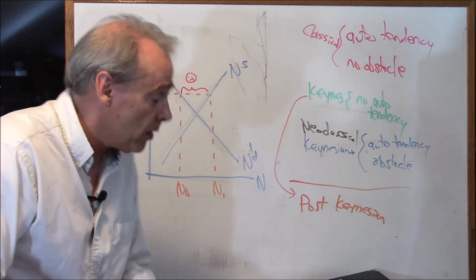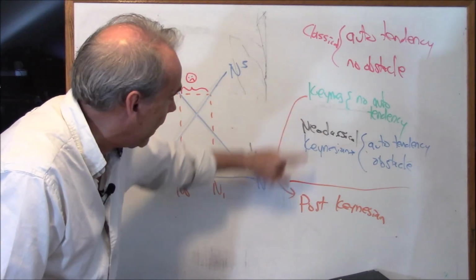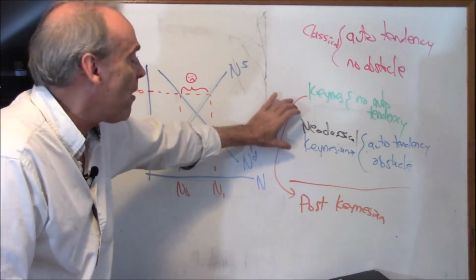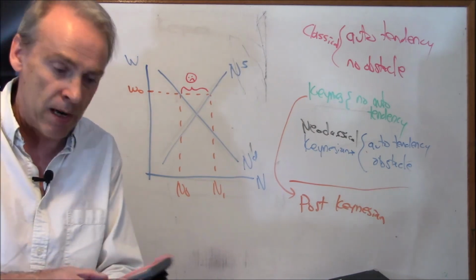Joan Robinson, who was a very famous economist who was also a contemporary of Keynes and a post-Keynesian, she called it bastard Keynesianism.